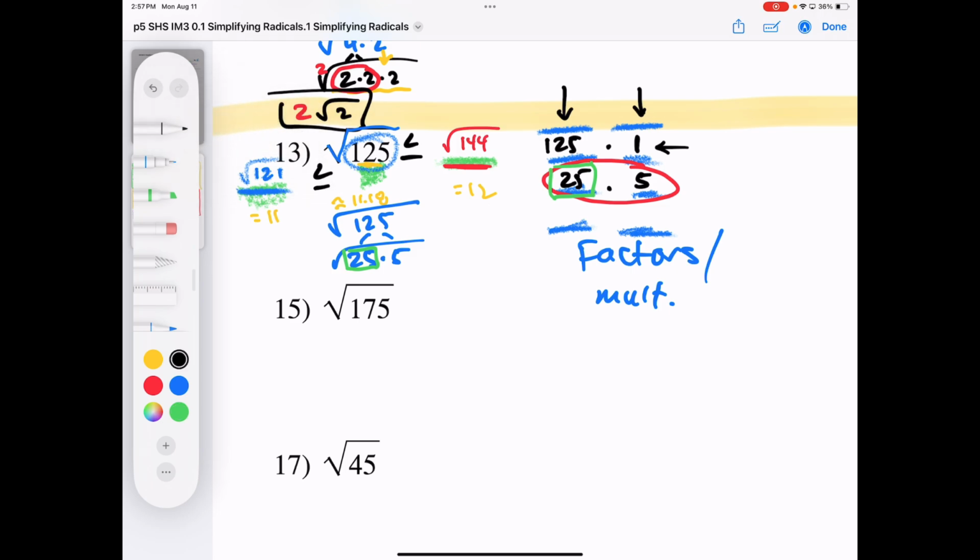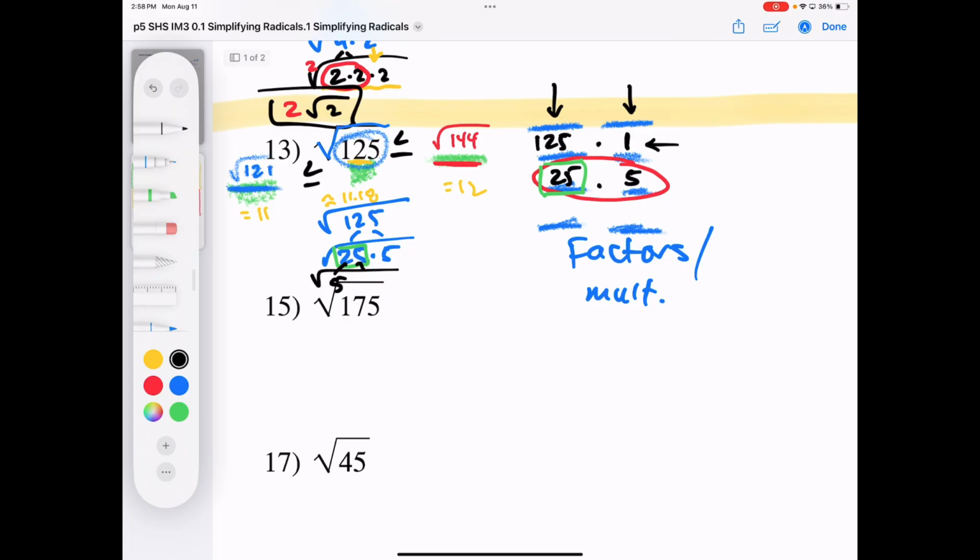Why? Because the 25 turns into what? 5 times 5. Now pay attention, I'm going to do this in red. I was helping a student and they forgot about this 5. Do you see that there? You cannot forget that one.